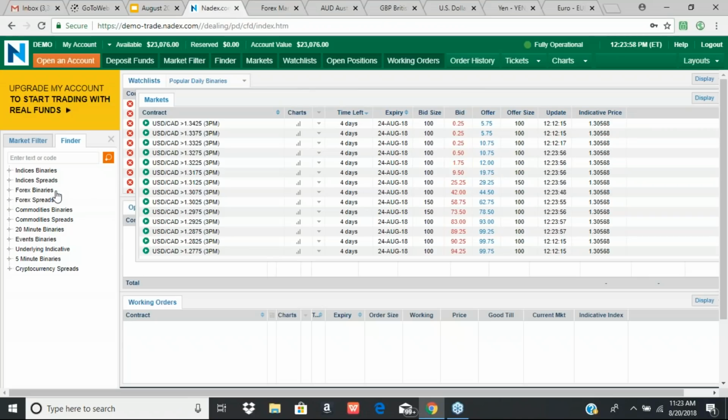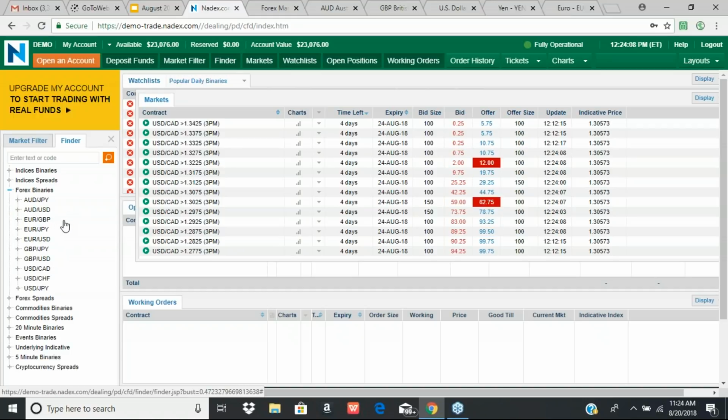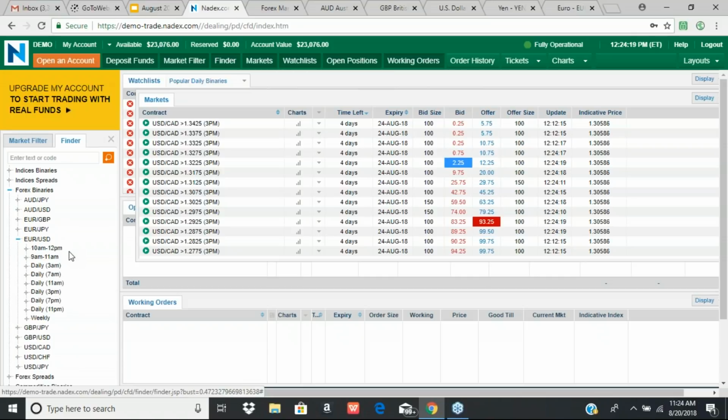So we're going to go here on the left of the platform. You can see a list that says indices, Forex binaries, and all kinds of other different options to look at. We're going to click on the Forex binaries. And now it has all the major crosses that Nadex offers that you can trade. So we're looking for the Euro US dollar. Here it is. We can click on that, and you can see that it has different options that are available to look at and get quotes from.